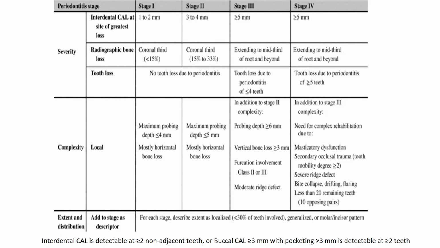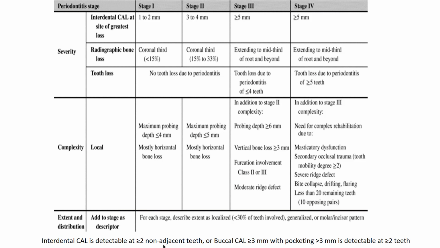Now, I also want to talk about this. I have it bigger on the next slide, but this is unique to this classification system. It's the interdental CAL is detectable at greater than or equal to 2 non-adjacent teeth. So this is interproximal teeth have to be 2 different sites that aren't close to each other in order to get the stage. Now, this is very different from the former case type where you needed 30% of the mouth to get the stage. So this is much easier to get higher staging in a way than before.